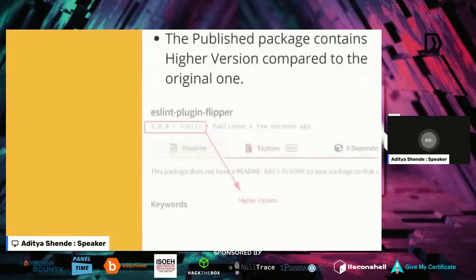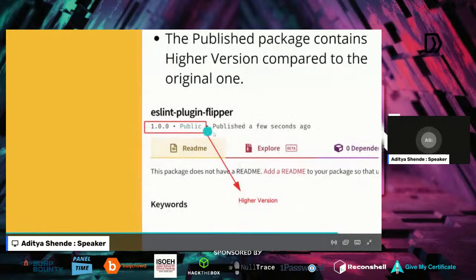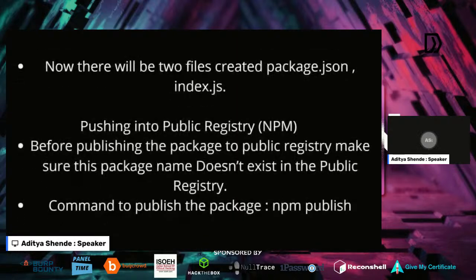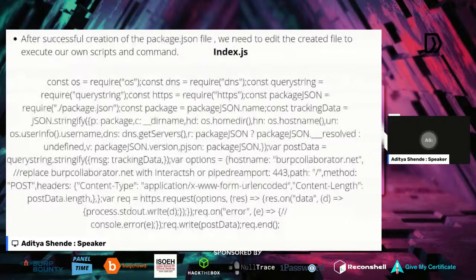So if you see this, the version is, as you can see, the higher version 1.0.0, and it was published a few seconds ago. This is a higher version than the original one. So our package.json file has a pre-install script which executes index.js. The index.js file which we made will execute the commands and obtain the hostname, directory, IP address, and username, shown below.